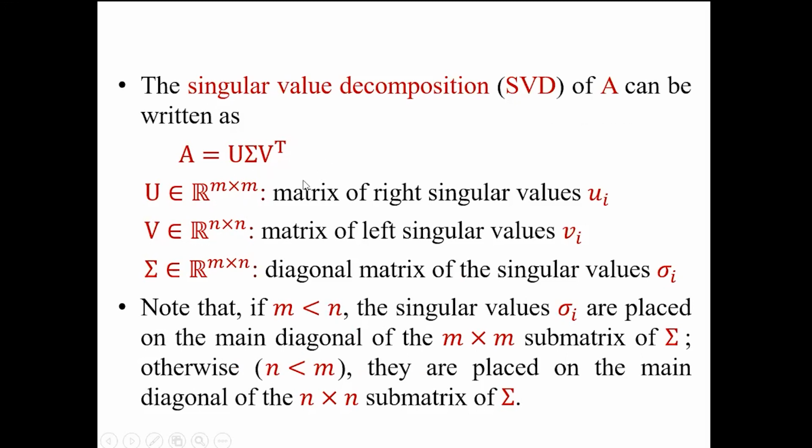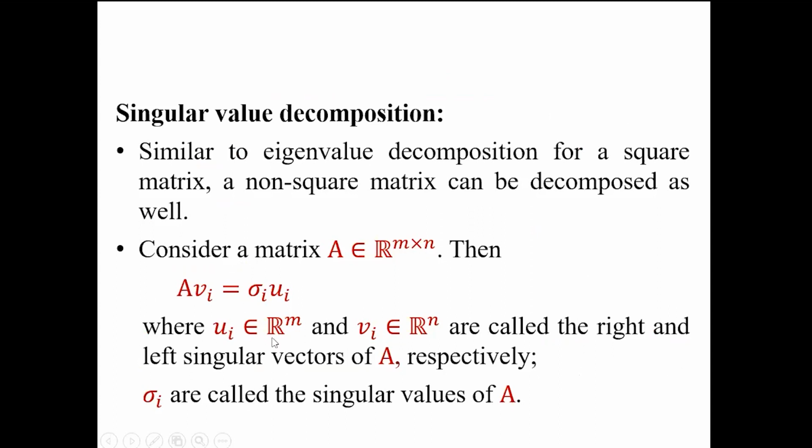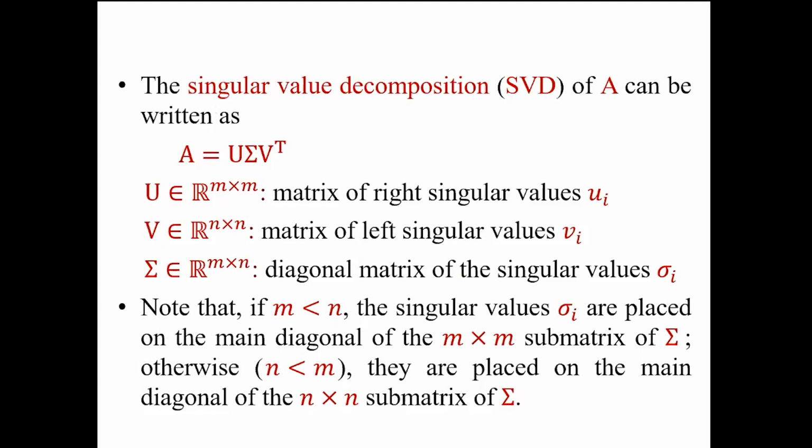Okay, and again, the orders of U, sigma, and V are shown here. U is m by m, V is n by n, and sigma is m by n. And this you can always deduce from here. This should lead to m by m. This should lead to n by n. What is the structure of this?